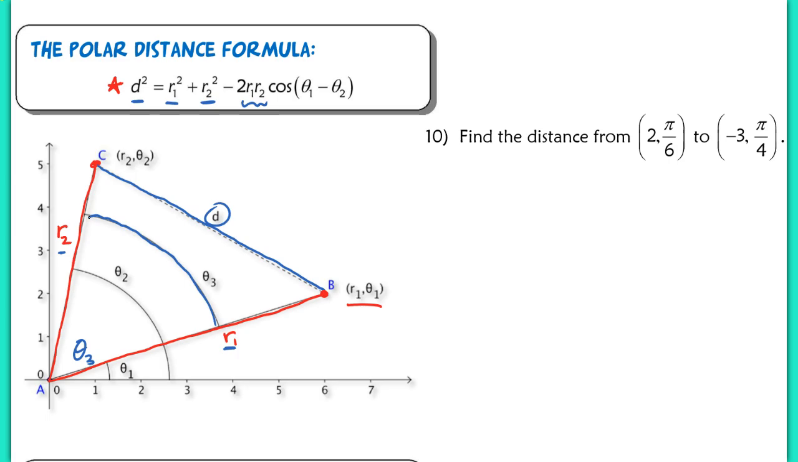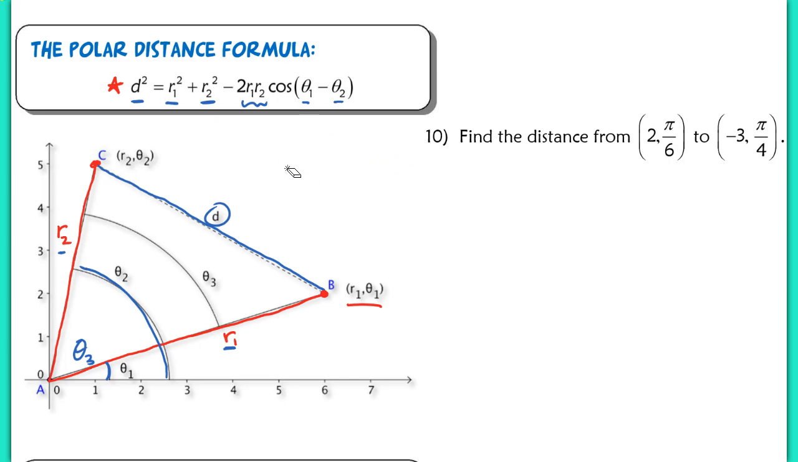Now to find this angle, all you have to do is take the angle measures that you're given, so you have theta 2 and theta 1, and subtract. Now in this case I have theta 1 listed and then minus theta 2. It really doesn't matter which one you take, because whether this angle is positive or negative, remember the cosine of theta is equal to the cosine of negative theta, so it really doesn't matter which one you subtract. But that's your distance formula, okay?